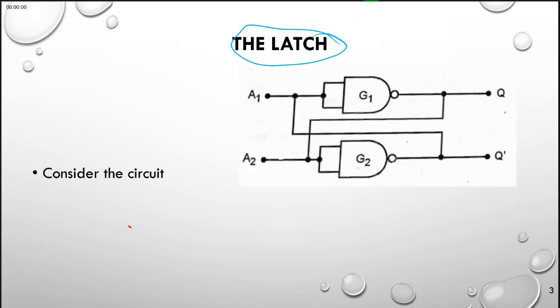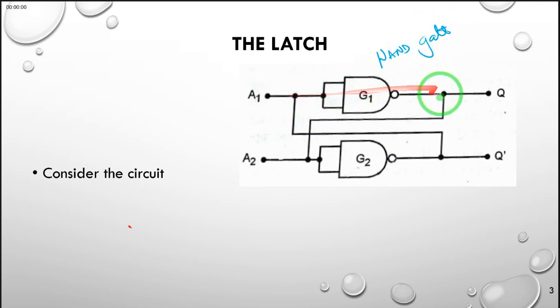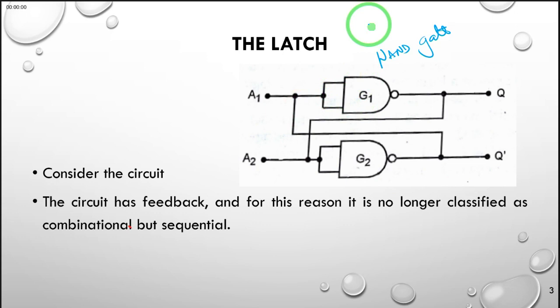So consider this circuit that looks like it has feedback. This is a normal NAND gate, of course, with some inputs and the output. But what we are seeing is that the output of one NAND gate is being fed as the input to the other gate, and the output of this other gate, called G2, is fed in as the input to gate 1. This feeding of the output of one gate to another is what we refer to as feedback. And for this reason, it is no longer classified as combinational but sequential.